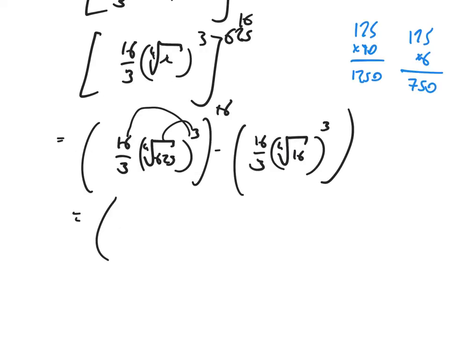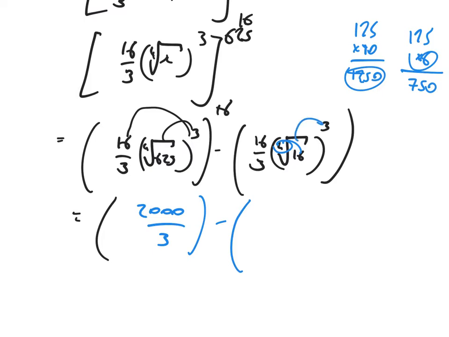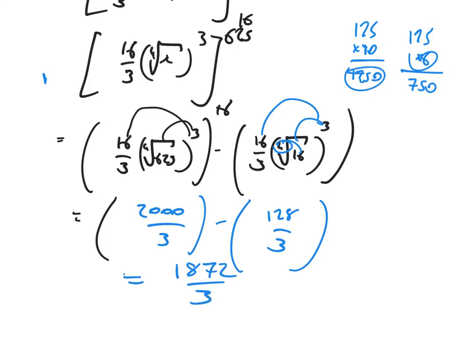Okay, so I've just done a quick calculation of that up there. First of all, 10 times 125 is 1,250. 6 times 125 is 750. Add them together and we'll get 16 lots, so that's 2,000. So that is 2,000 over 3 minus open up. Okay, the 4th root of 16 is 2. 2 cubed is 8. 8 times 16, well, that will give me 128 over 3. That then is equal to 1,872 over 3, which cancels right down to 624.